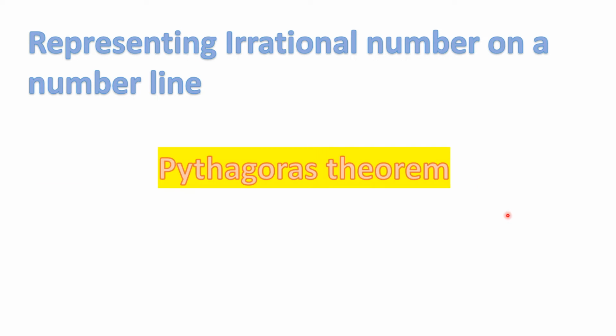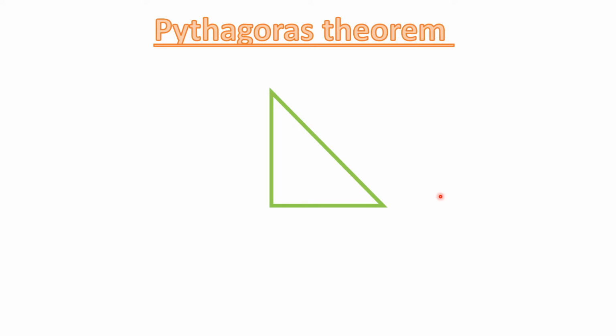Before starting, we need to know what Pythagoras theorem is, okay? Many of you might already know what Pythagoras theorem is, but let's refresh our memory. Before starting with the definition, I want to explain that for Pythagoras theorem, we need a right angle triangle. Now, what is a right angle triangle? A triangle which has one angle as 90 degrees is called a right angle triangle.